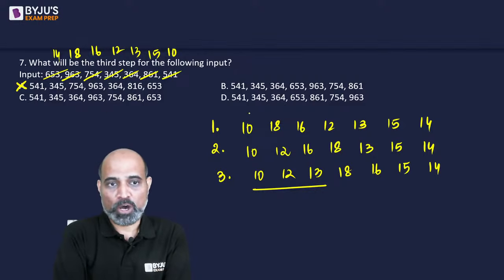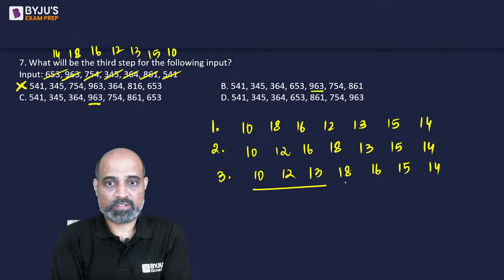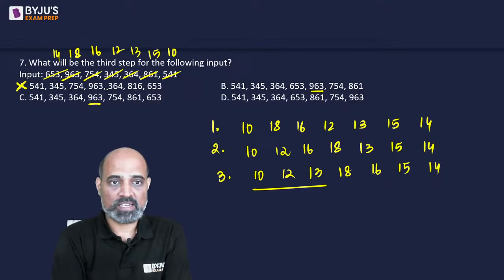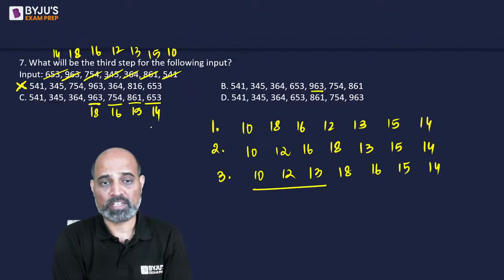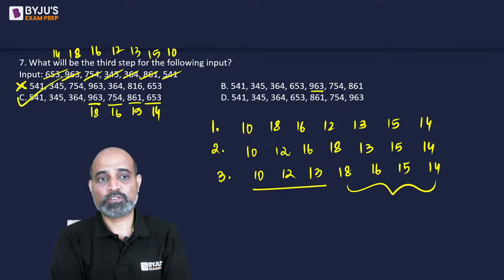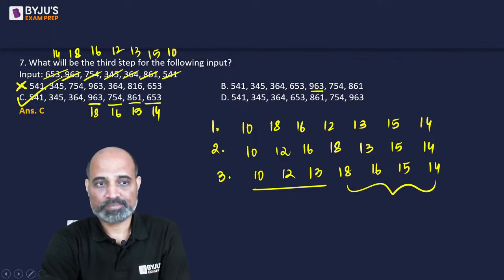Now from the remaining options, we see 963 here, and 861 is different here. 16 is 754. So can we say this is going to be the answer? We will have 963 as 18, 754 as 16, 861 as 15 and 653 as 14. Right? So C is going to be the answer.